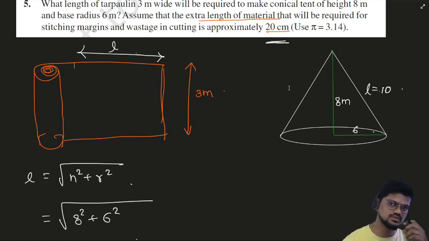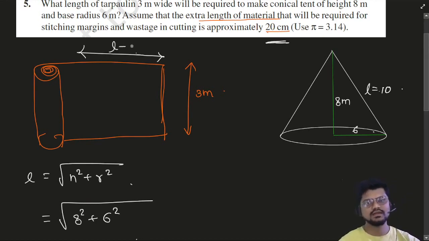Extra length. Sir, if we take the length of tarpaulin required as L, then after wastage it will be L minus 0.2. If we convert in meters, it will be L minus 0.2 meter, and the breadth is 3 meters. L minus 0.2 meter, and the breadth is the same.